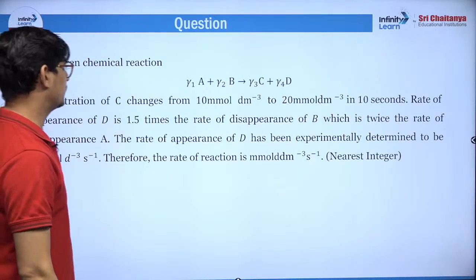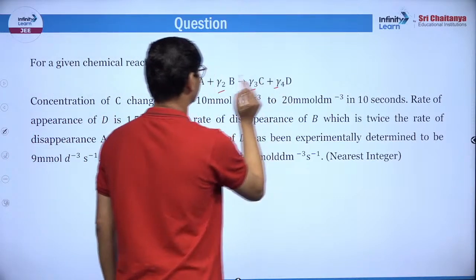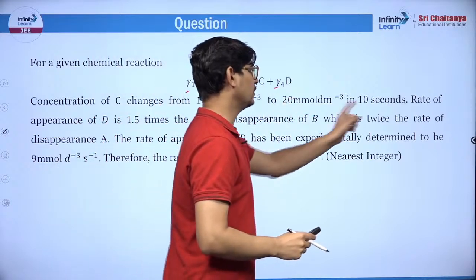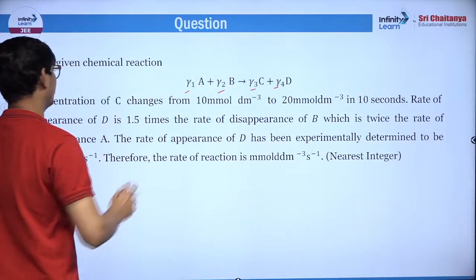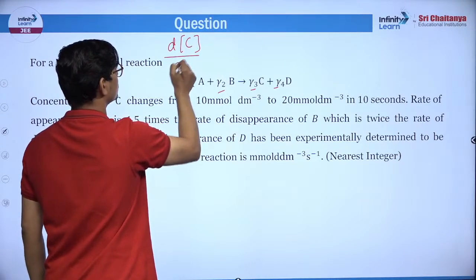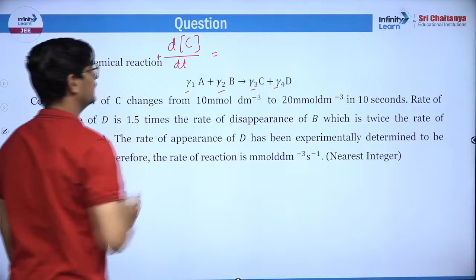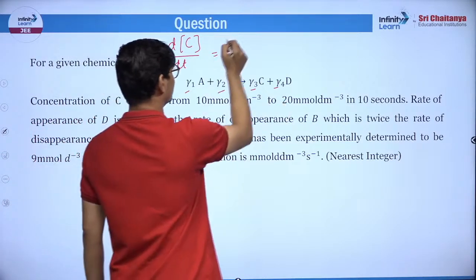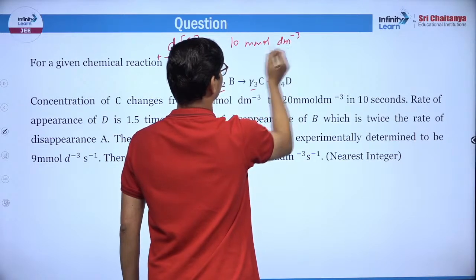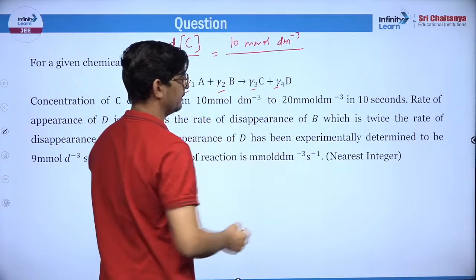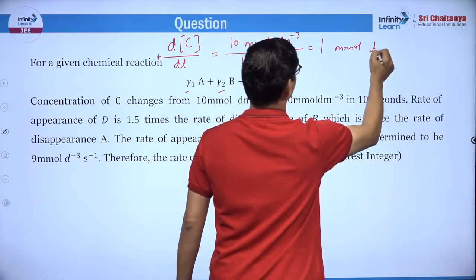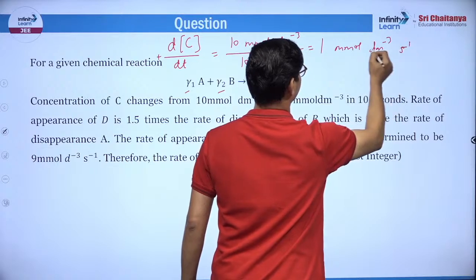Then for a given chemical reaction, gamma 1, 2, 3, 4, these are stoichiometric coefficients. Concentration of C changes from 10 to 20 millimole in 10 seconds. So what is the rate of appearance, right? Because C is a product. So what is the rate of formation or appearance of C? It is a change in concentration, which is 20 minus 10, that is 10, divided by time interval in 10 seconds. So basically it is 1 millimole per decimeter cube per second.